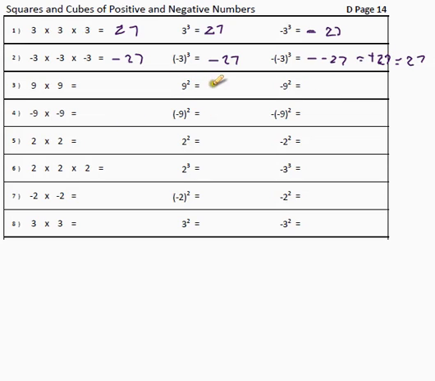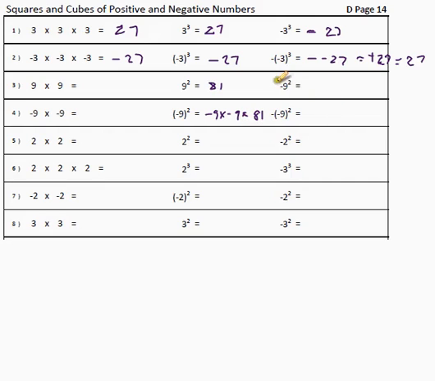So what do you think is 9 squared? That is 9 times 9, 81. Minus 9 squared. What does that mean? That means minus 9 times minus 9, and a minus times a minus is a plus, and 9 times 9 is 81.